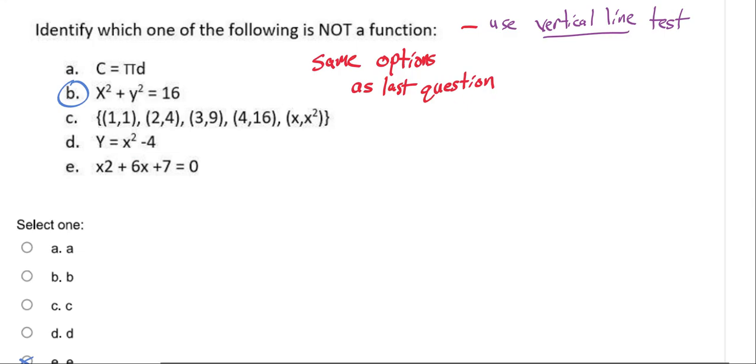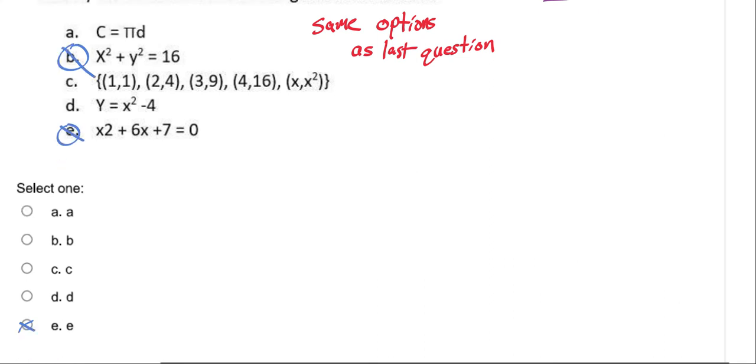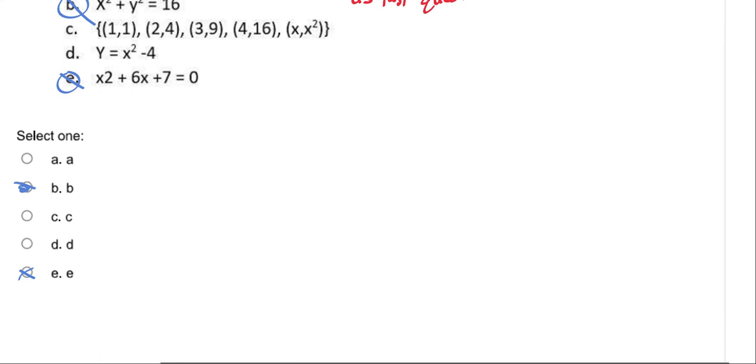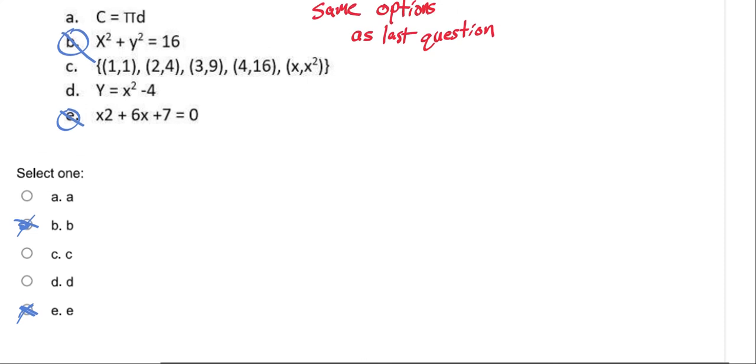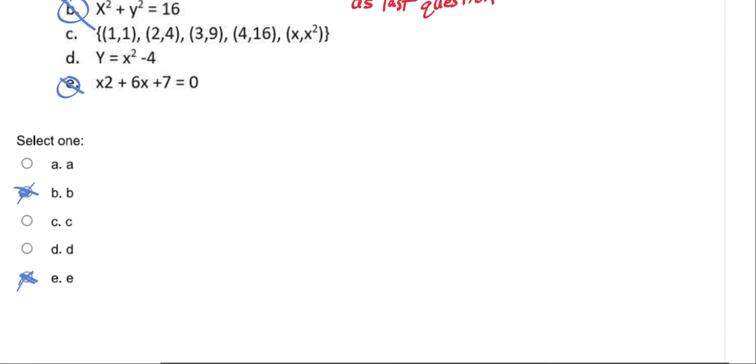So for this question, B is not a function, and E is not a function. So B and E are both not functions, and both of these would be marked right if you chose it. The other ones all are. Except for this, which I don't know what to deal with. I'm not sure what anybody was thinking when they wrote that down. This is just nonsense.